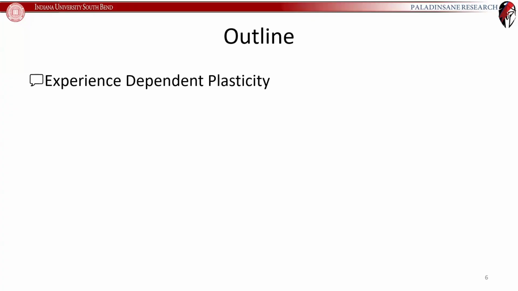So we're going to continue on with our look at perception today, and we're going to take a look at experience-dependent plasticity, which is a phenomenon that your brain thankfully has, where it can actually change a lot of its wiring because of the experiences that we have. And then we're going to use this to take a critical look and a deep dive at face perception.